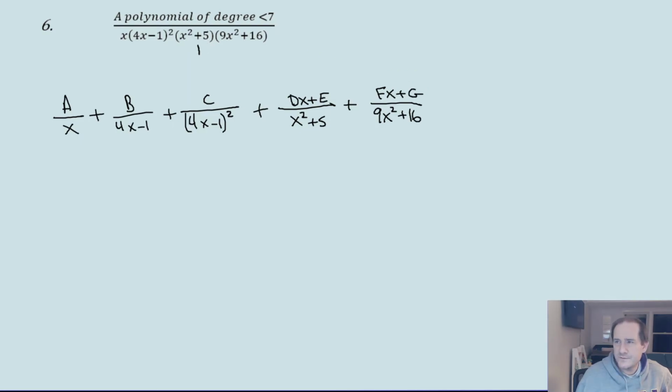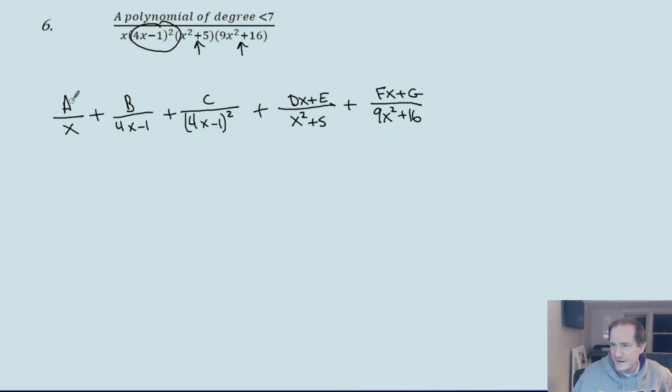So neither of these quadratics were repeated factors. This was the only repeated factor. So you just get the x once. You get the 4x minus 1 twice, and the powers are 1 and 2. And then you get each of these quadratics only once. And there's your fully expanded partial fraction decomposition.